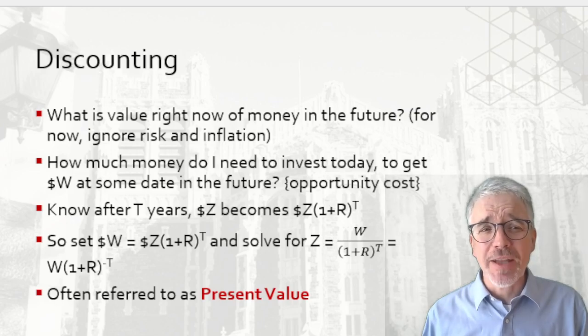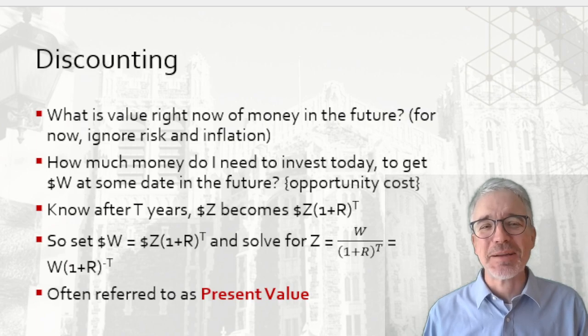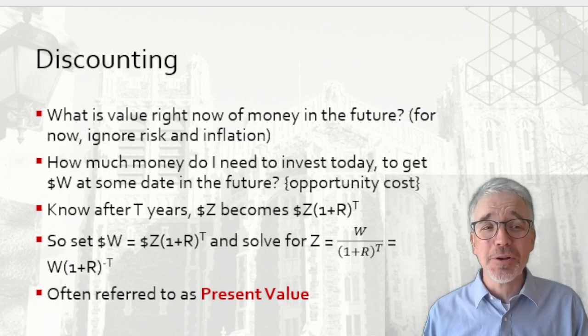That's the present value. It comes up again and again in finance applications, because a lot of what Wall Street is doing is just saying, okay, somebody can get money in the future. How much is that worth right now? That's just discounting.